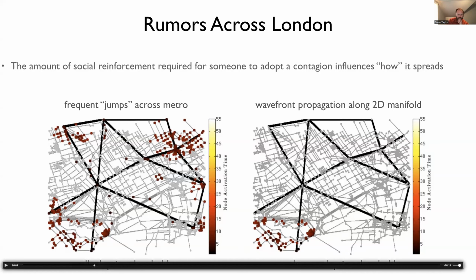a wavefront. On the left, when the spreading does not require social reinforcement, a person can get on the metro, go across town, and the spread can jump spatially. This is also important for epidemics, this kind of spatial wavefront propagation versus the jumping appearance of new clusters, relevant for how an airline network impacts the spatial spread of an epidemic. But this is on a more fine scale, just within the city.